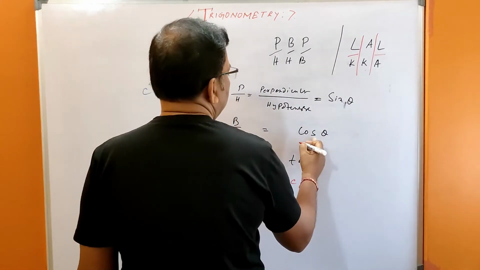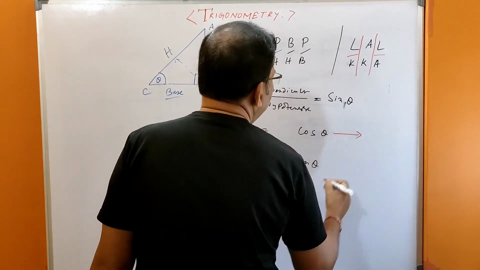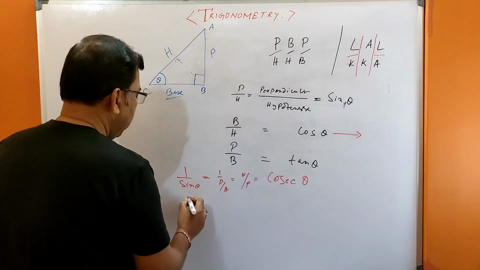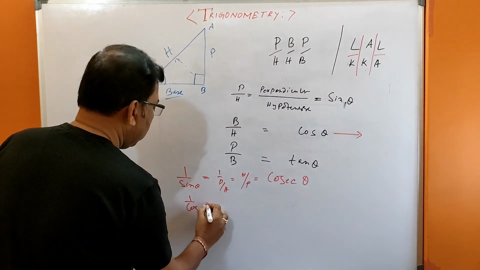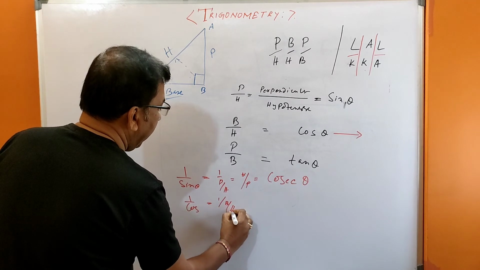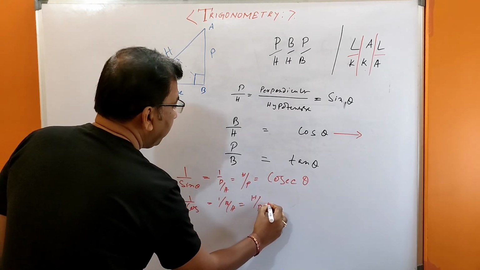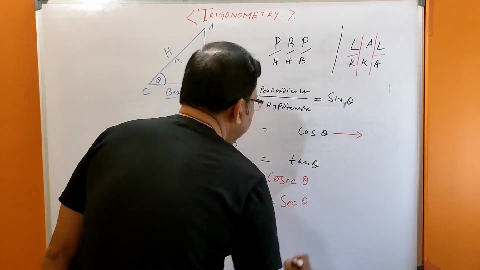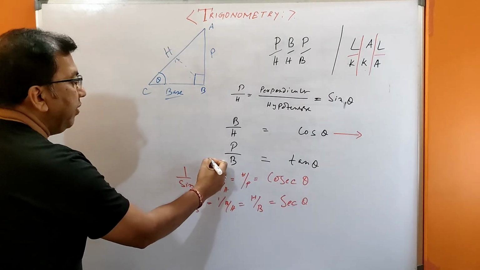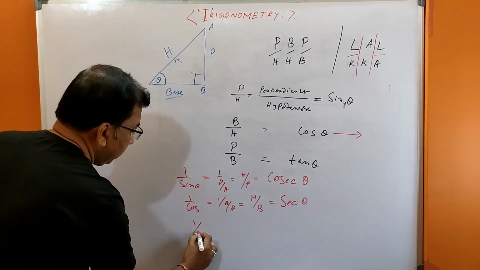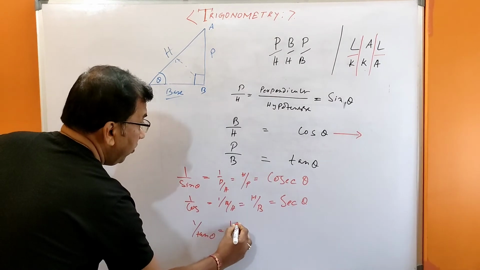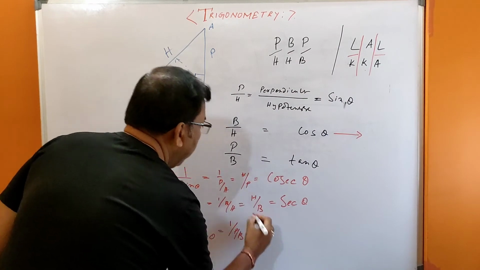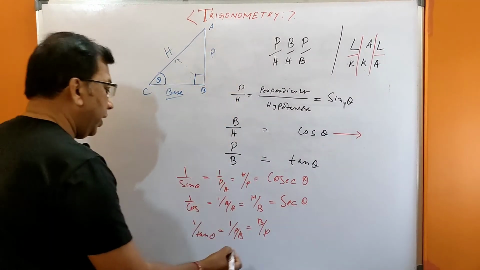Okay, 1 by cos, the relationship will be sec theta, that is H by B. 1 by B by H equals H by B, that is sec theta. Same thing, 1 by P by B, that is 1 by tan, is base by perpendicular, cot theta.